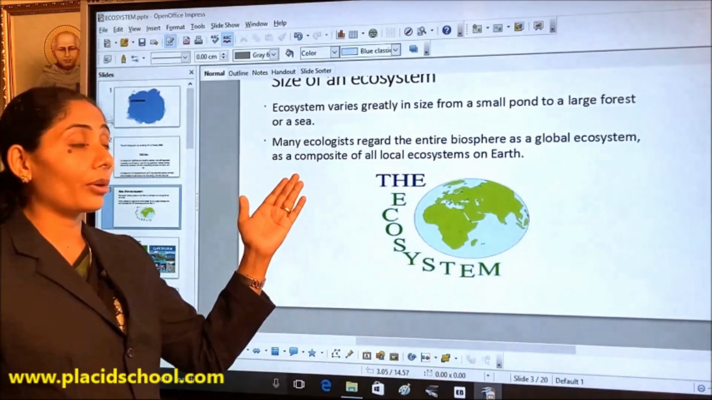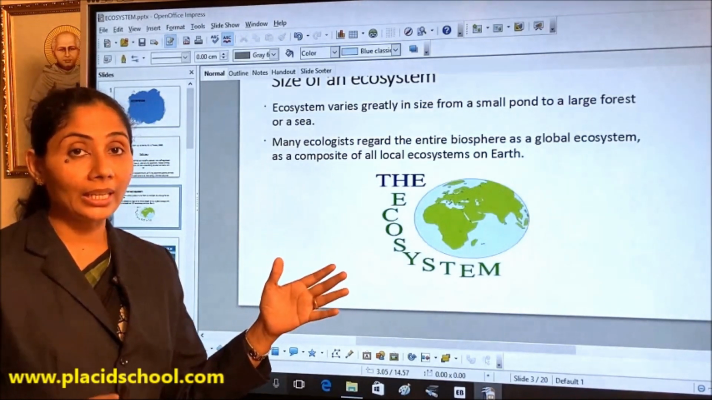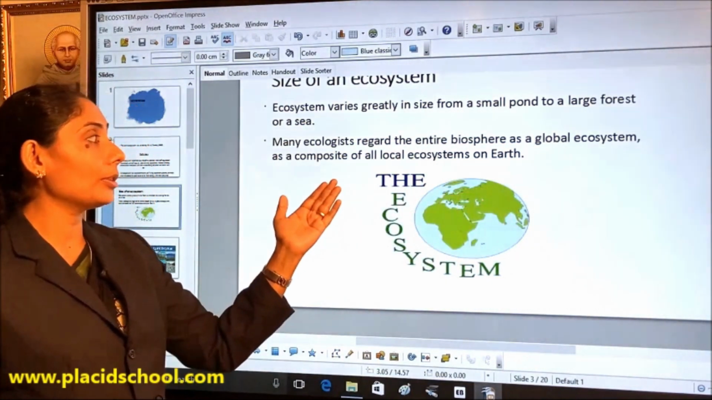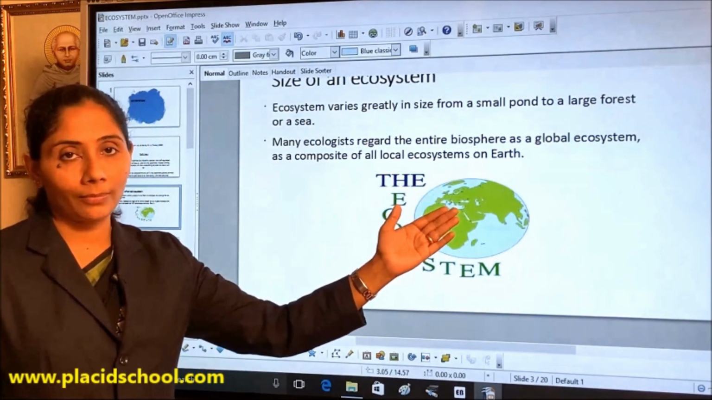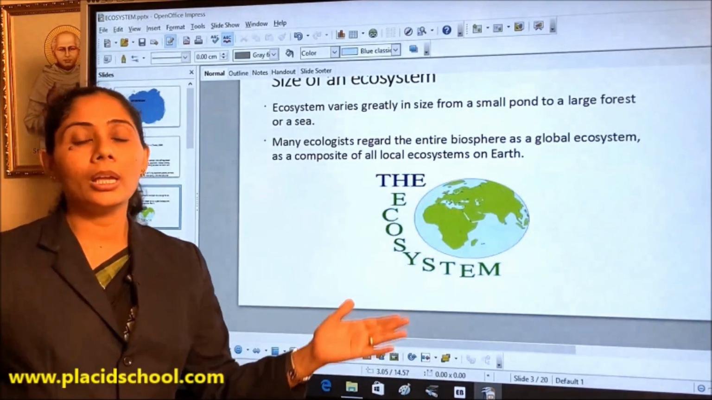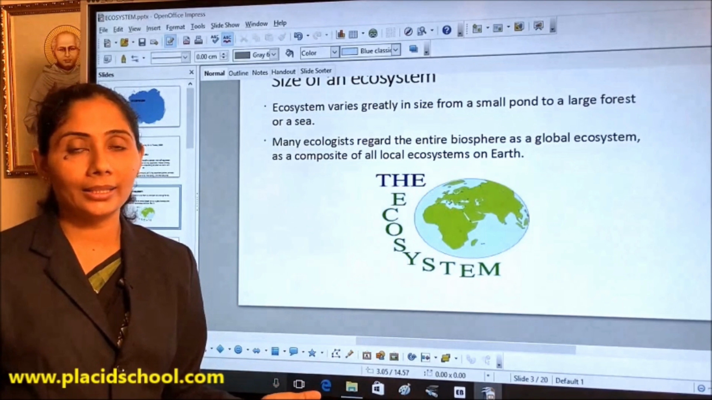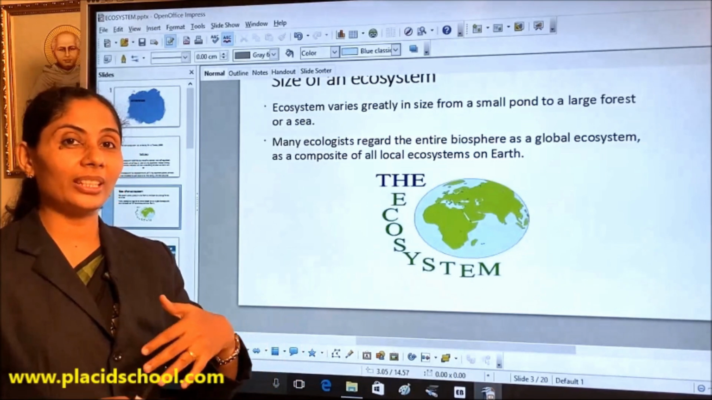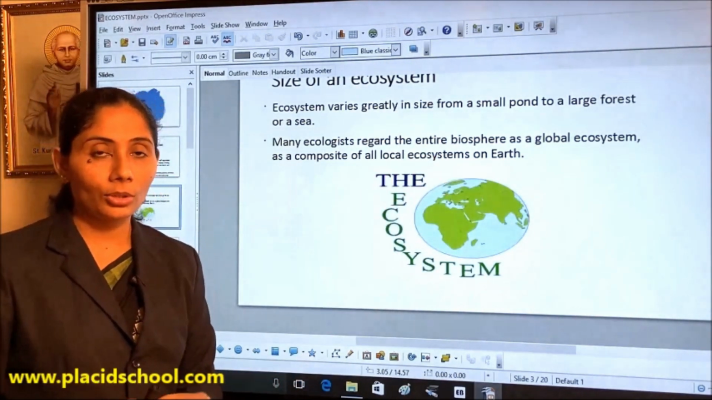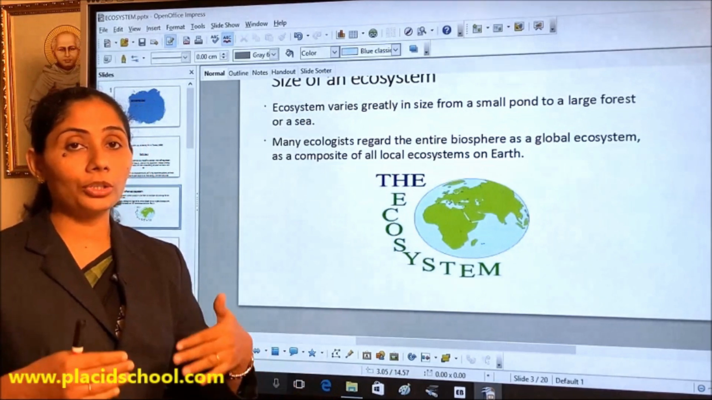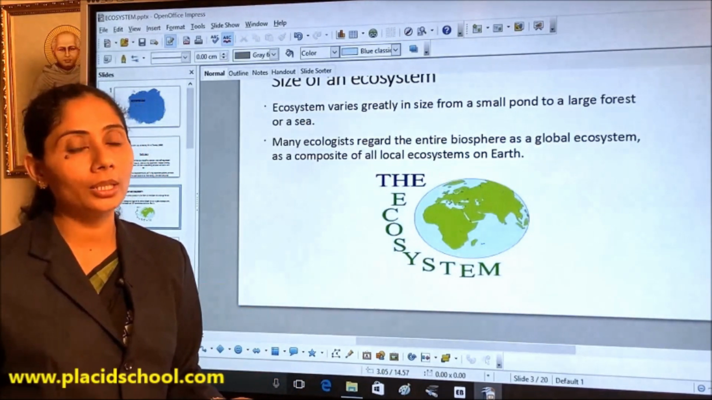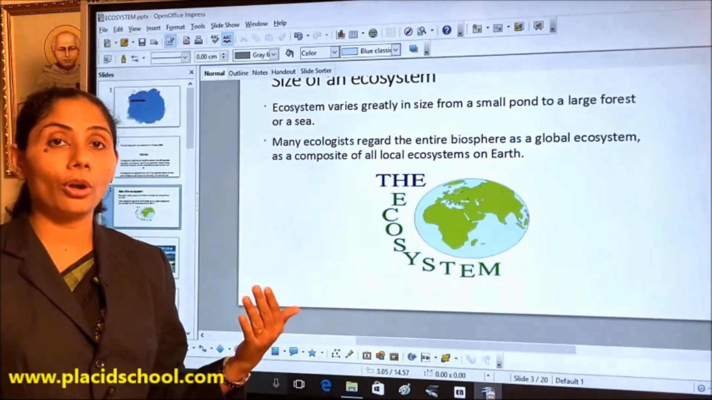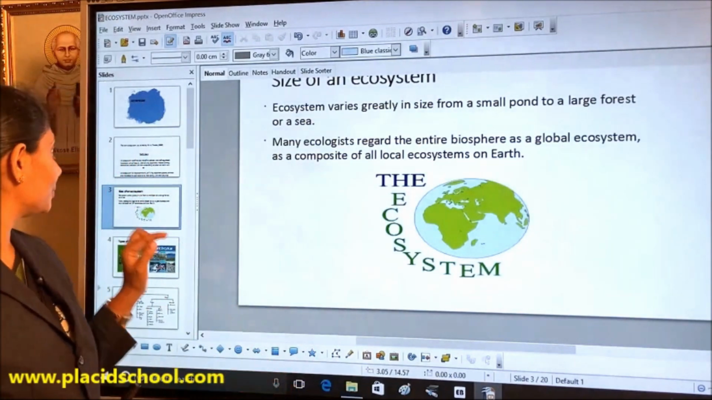Now, many ecologists regard the entire biosphere, or the entire earth, as a global ecosystem, as a composite of all local ecosystems on the earth. So many ecologists consider the whole earth as a global ecosystem. Now, it's very difficult to study the ecosystem as a whole on a global basis. So what we need to do? We know that in order to make our studies easier and more convenient, we always go for classification. So next, we go to the next slide where we're going to talk about the types of ecosystem.